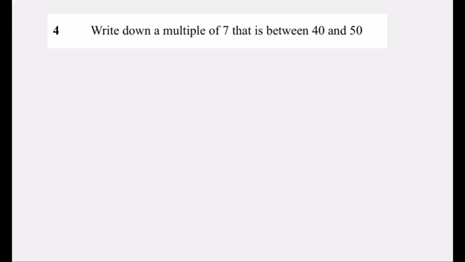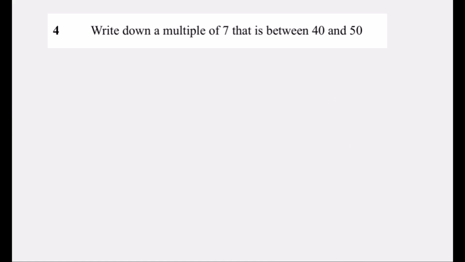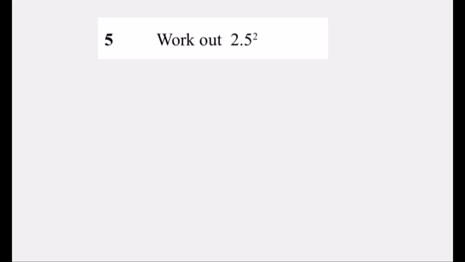Question 4. Write down a multiple of 7 between 40 and 50. So a number in the 7 times table between 40 and 50. So we can have 6 times 7, which is 42, or 7 times 7, which is 49. So either 42 or 49 would be good for that one.